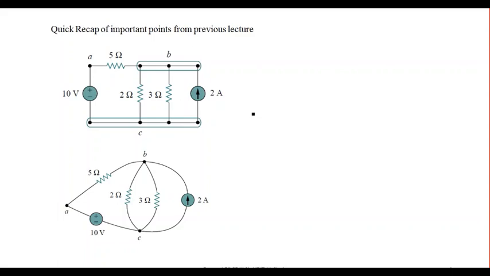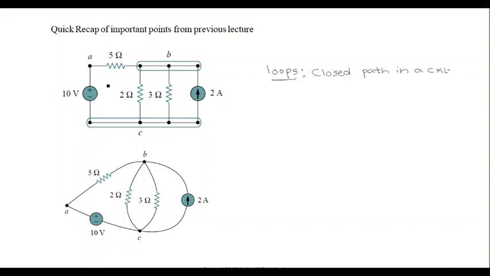Okay. Now coming to the number of loops here, if you consider the loops, they are nothing but closed paths in a given circuit. So here we have many loops. Basically, the visible loops are these things.